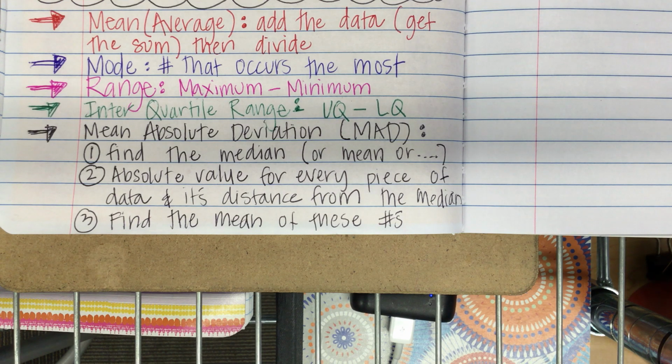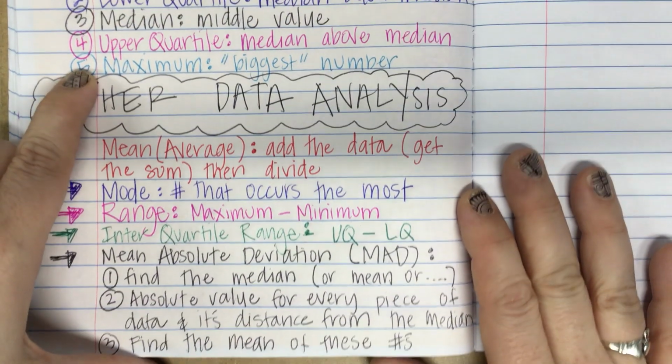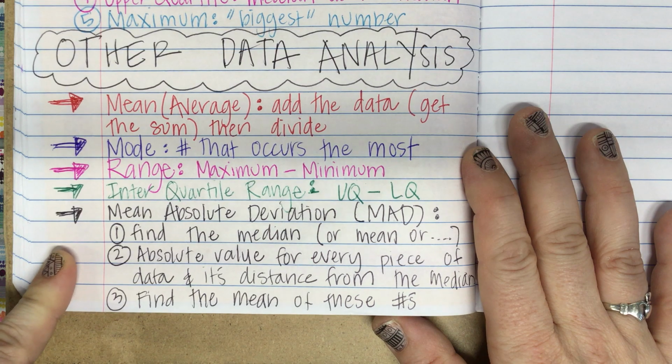You could find the mean absolute deviation from the mean. You could find it from the lower quartile. You could find it from the upper quartile. 5-number summary. These are our other data analysis items that we've used before.